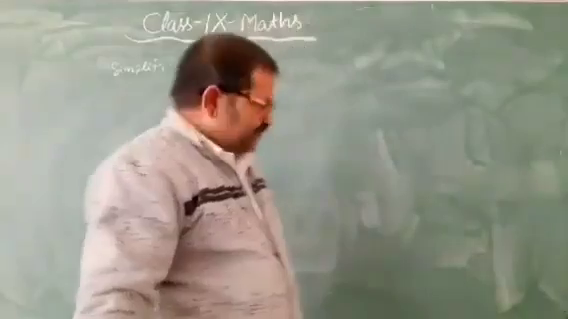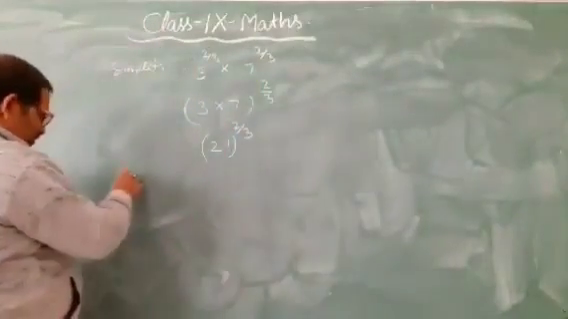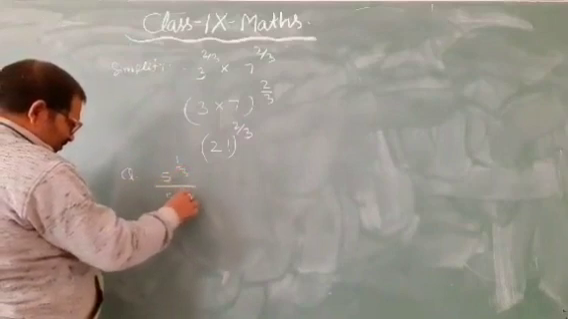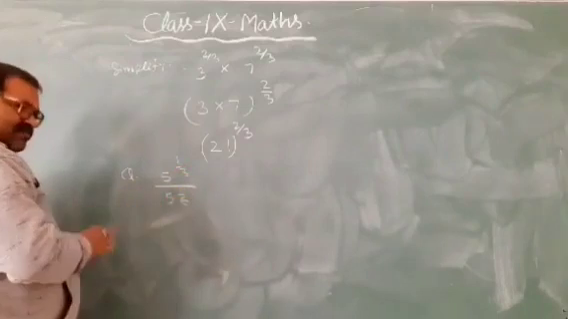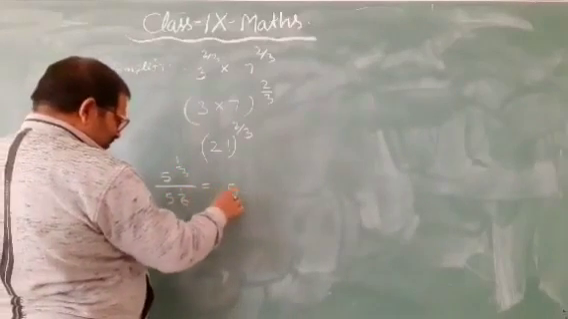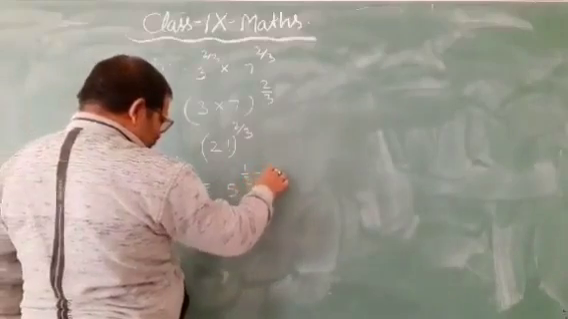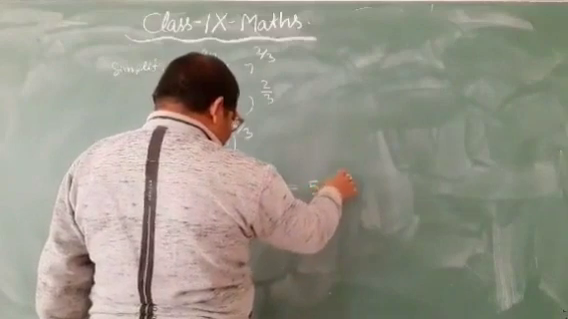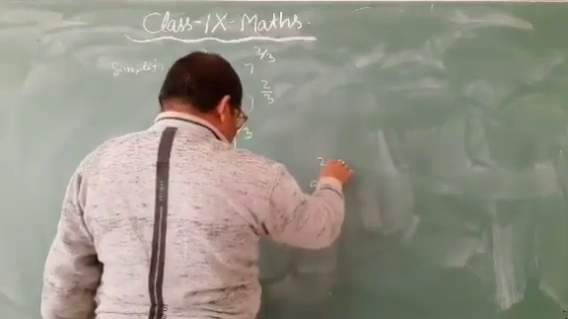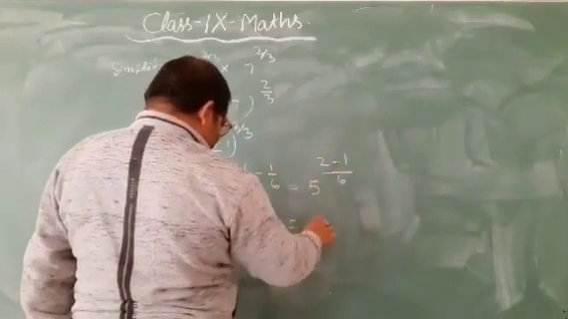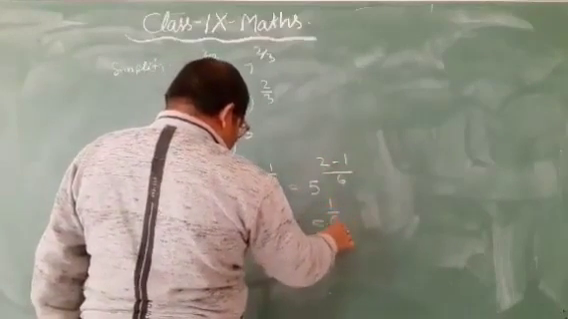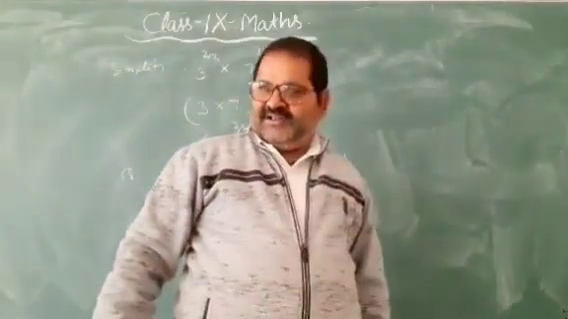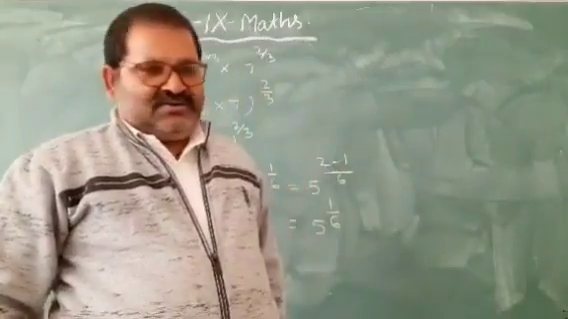Next question, 5 power 1 by 3 and 5 power 1 by 6. Now simplify that. So 5 power 1 by 3 minus 1 by 6, that's equal to 5 power 2 minus 1 upon 6. Therefore 5 power 1 by 6. This is the simplification of the given fraction. Clear? Okay, thank you.